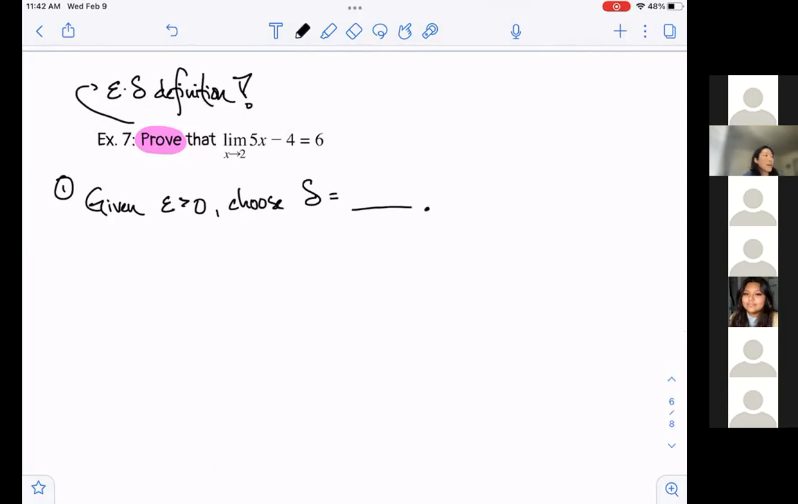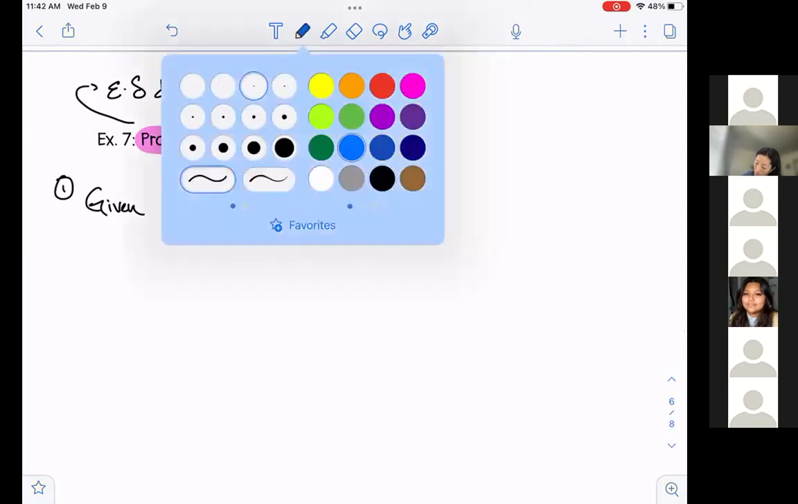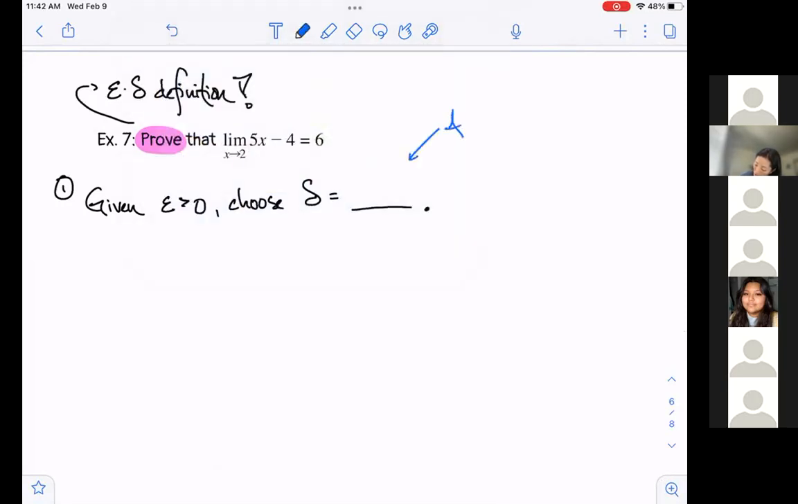At the end, we're going to put our answer here. This answer goes here. Okay. So given an epsilon greater than 0, choose delta to be something. And we'll leave that alone for right now.